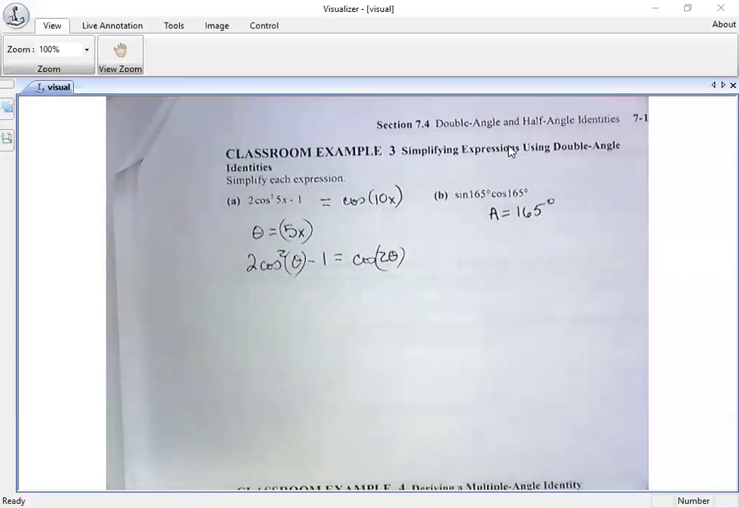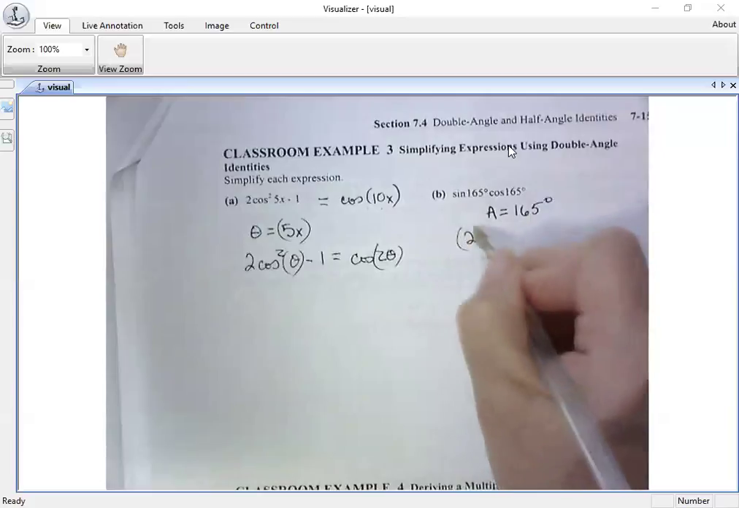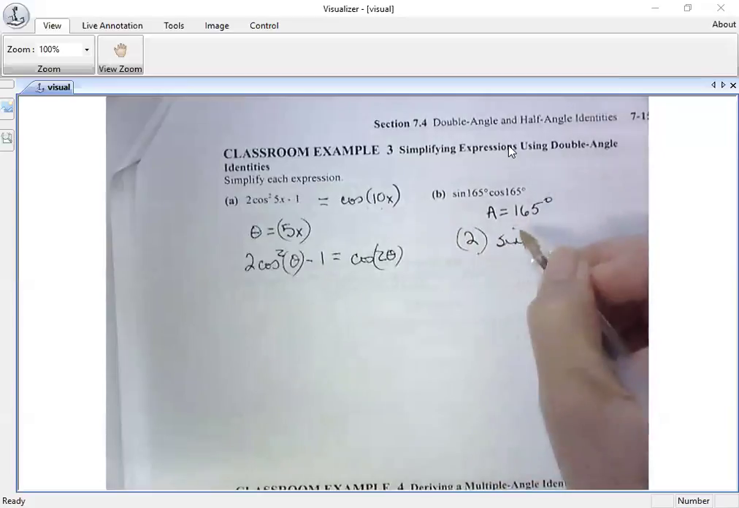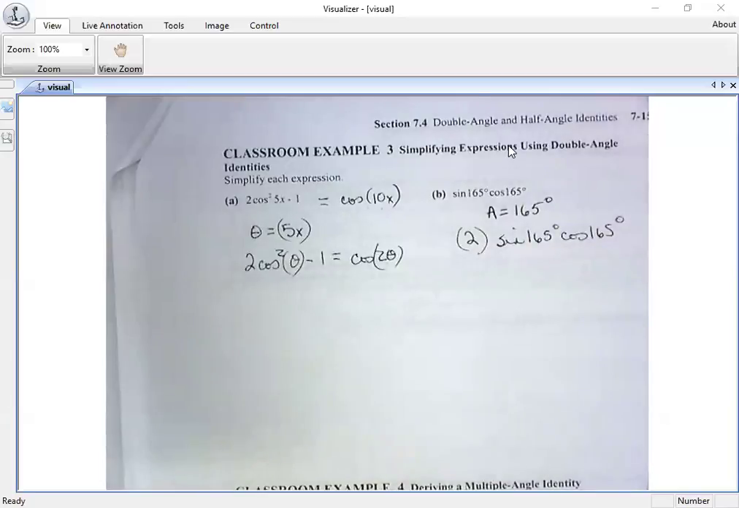Then the issue is that we are missing the 2 that needs to be there. That part is missing, times the sine of 165, cosine of 165. Now, I can put a 2 in there as long as I balance it out correctly, okay? So here's the idea. Since I needed the 2 and it wasn't there, that's why I stuck it in with the parentheses, because I could take the sine 165, cosine 165, multiply it times 2.